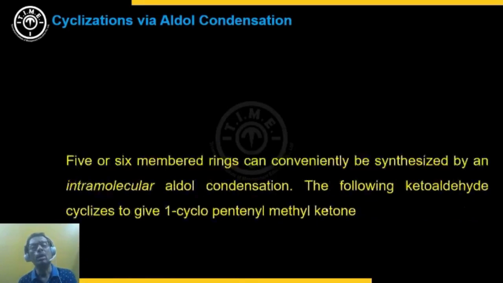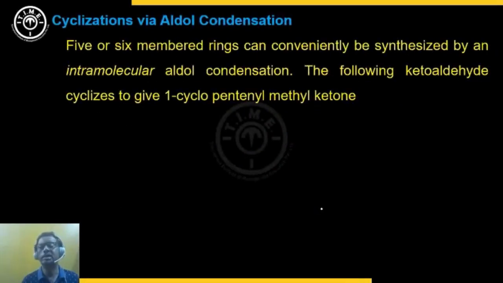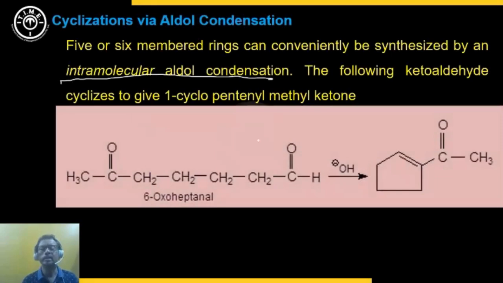Now, aldol can also lead to cyclization. How? Through an intramolecular reaction, intramolecular aldol condensation. Now, let us look at 6-oxoheptanal. We said that the carbonyl of the aldehyde has to be hit by the carbanion of the ketone. So this is a ketone here. There is an alpha carbon here, and there is also an alpha carbon there. If this alpha carbon hits this carbonyl, we get a 7-membered ring.